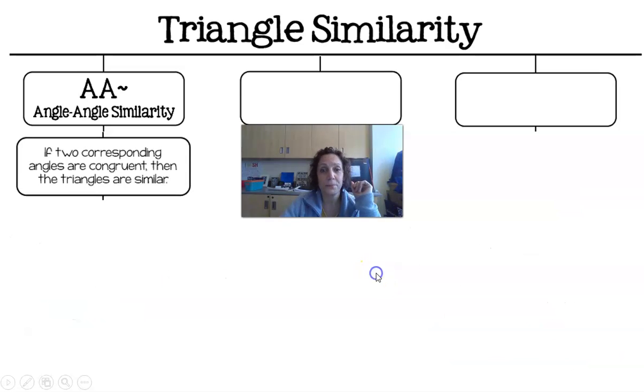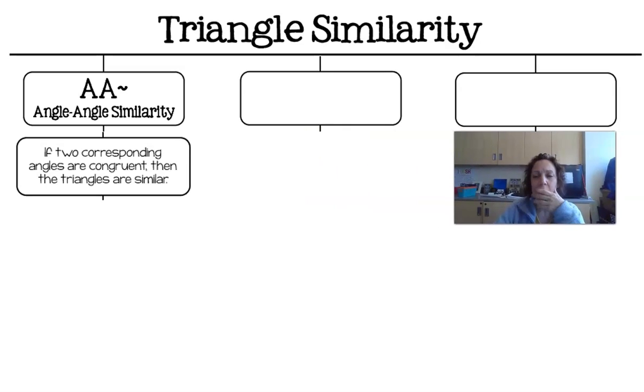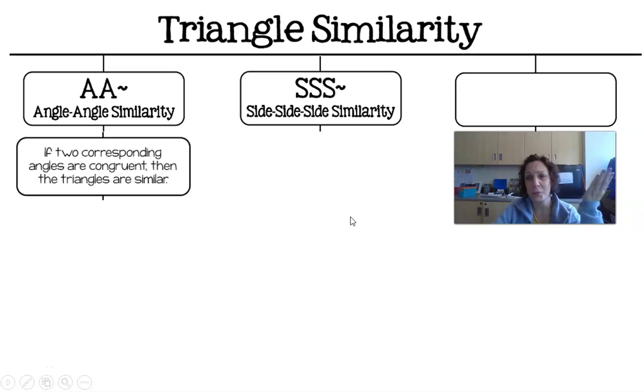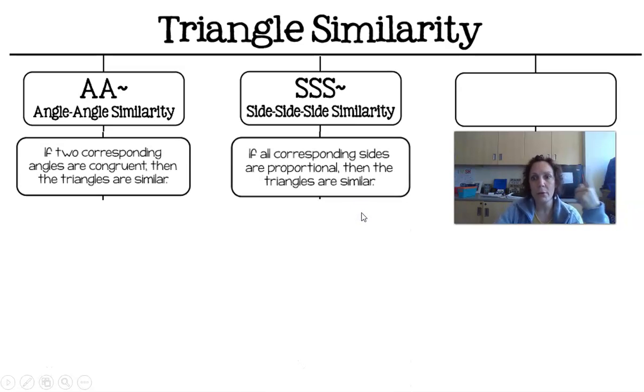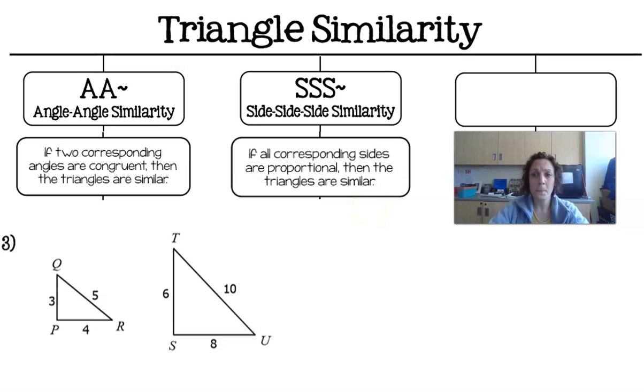Okay, so the next way, the second one. The second one is the one we already know. We call it side, side, side similarity. We've known this. This is the definition of similarity. If you can prove that all three pairs of corresponding sides are proportional, have the same scale factor, then you've proven that the triangles are similar, right? So we've been doing this one. So if you pair up your sides down here, so 5 got multiplied by 2, right?